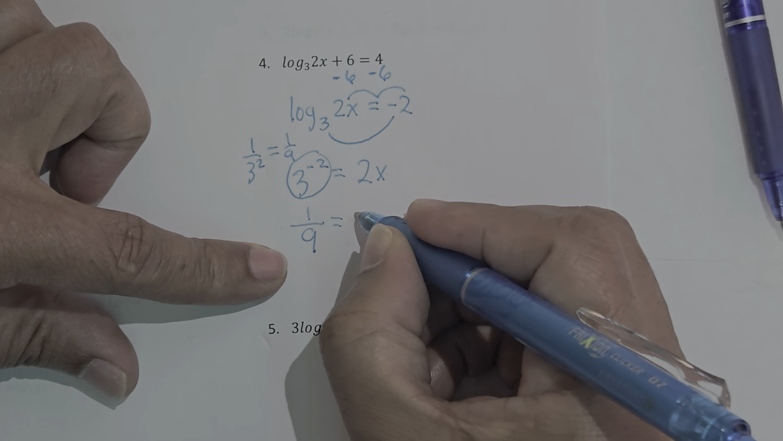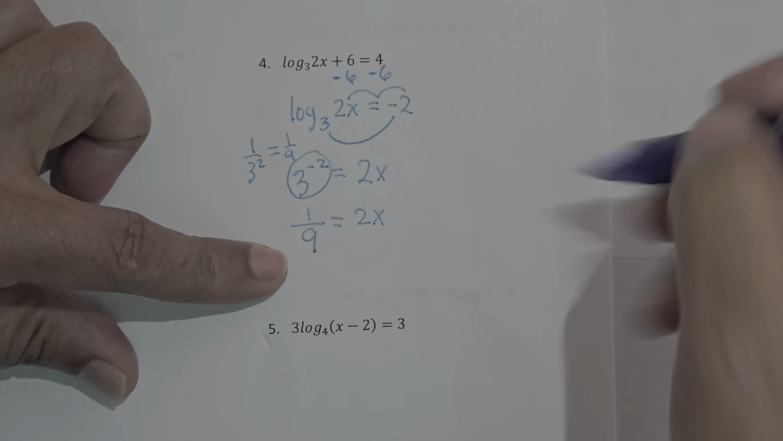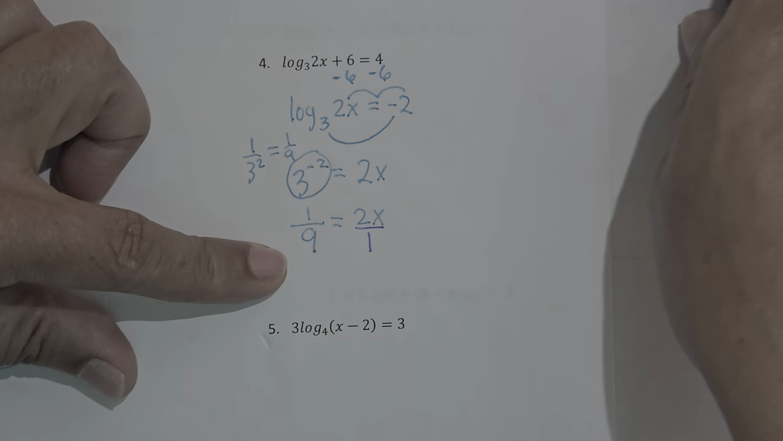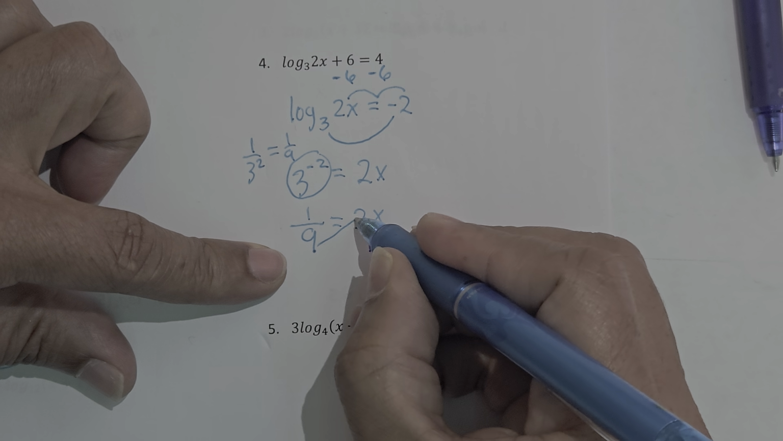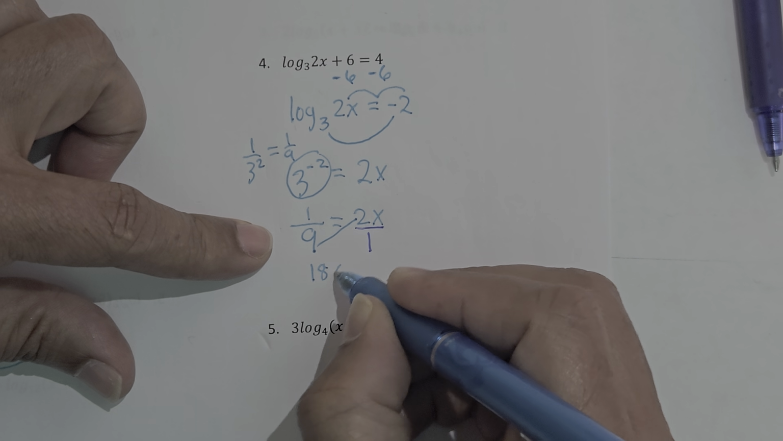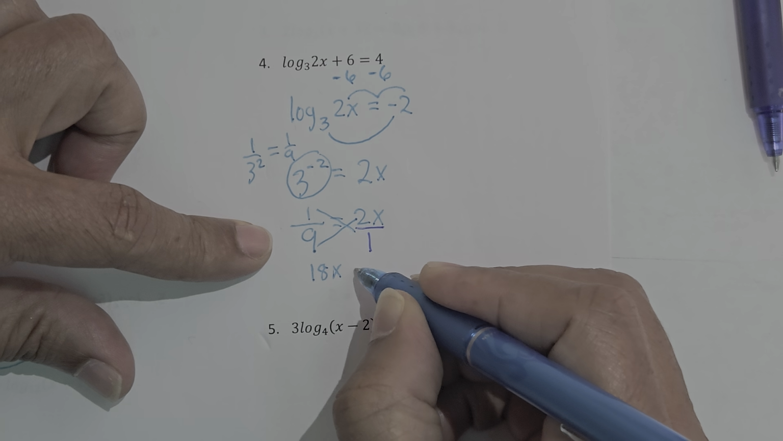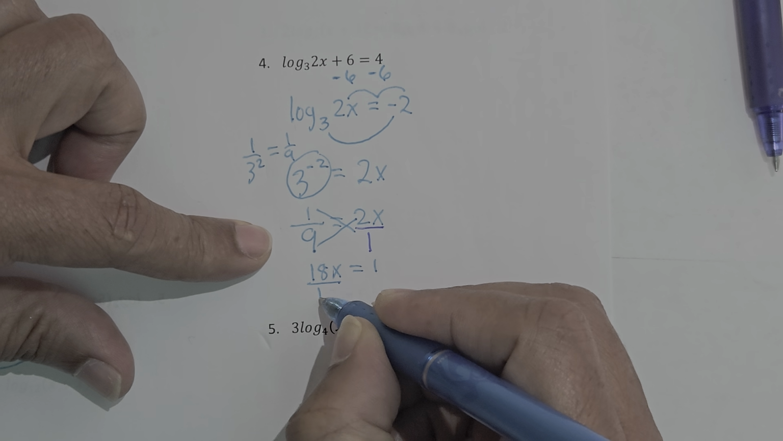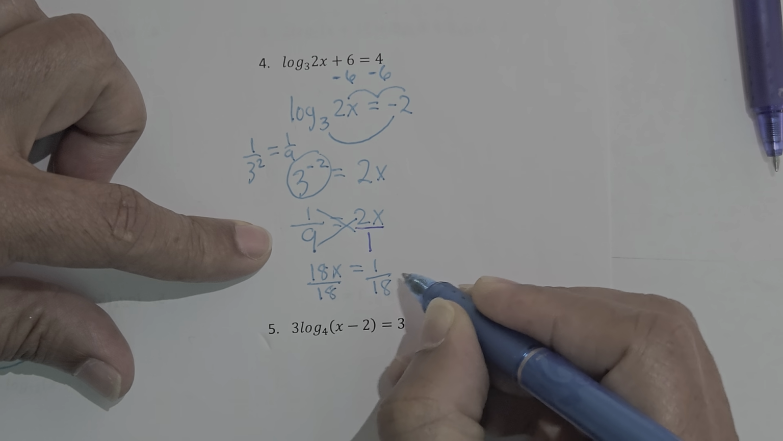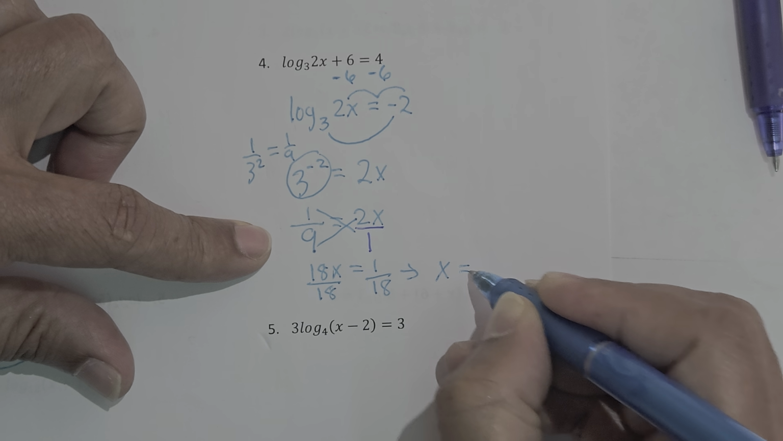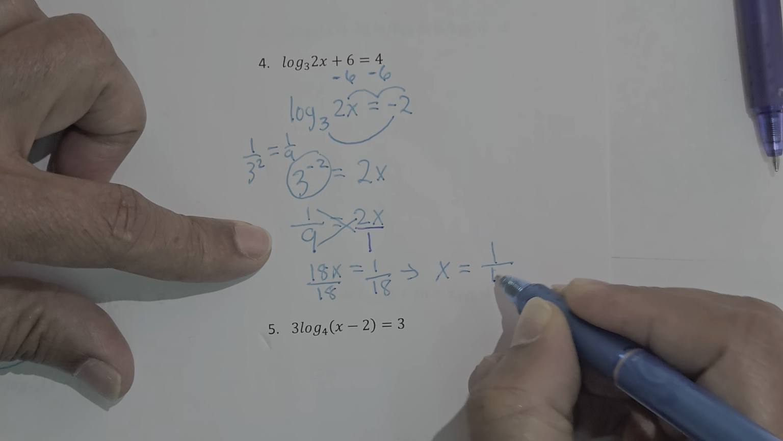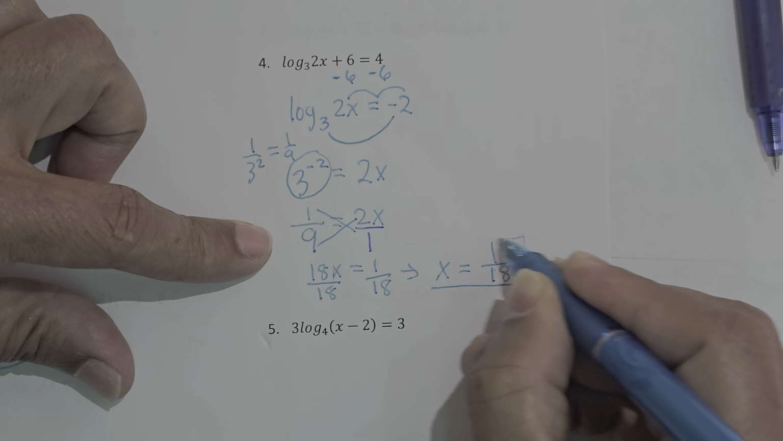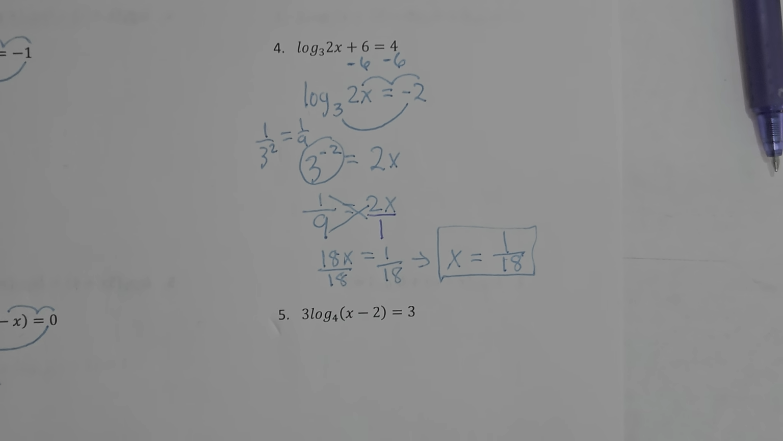So then this equals 2x. Again, I'm going to write a 1 under 2x and then cross multiply. So then this gives me 18x, and then 1 times 1 is 1, so then divide by 18. So then we find that x is equal to 1/18, or 1 over 18. And that's a solution to this equation.